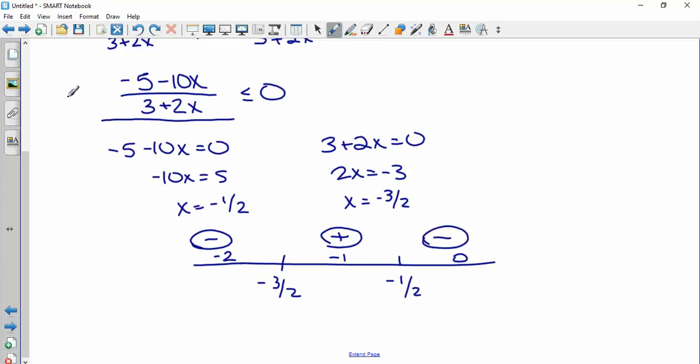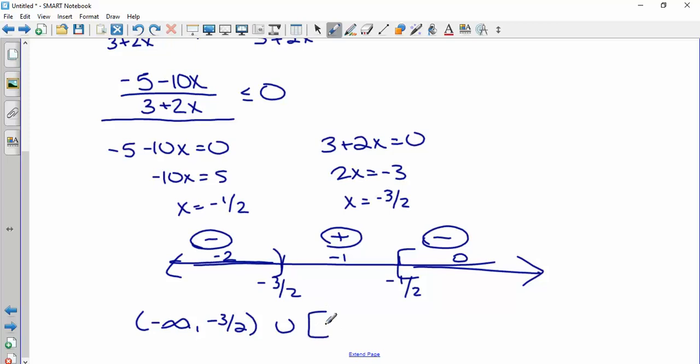Which answers did I want? Negatives. Equal to means bracket, but the -1/2 or -3/2 has to have parentheses because it was on the bottom. So my answer is -infinity to -3/2 union bracket -1/2 to infinity.